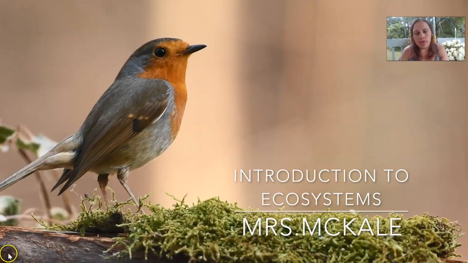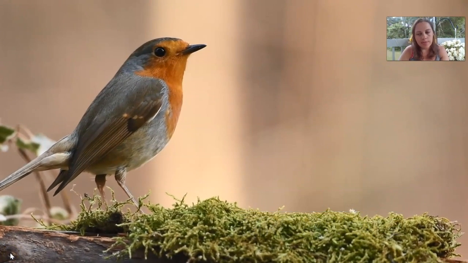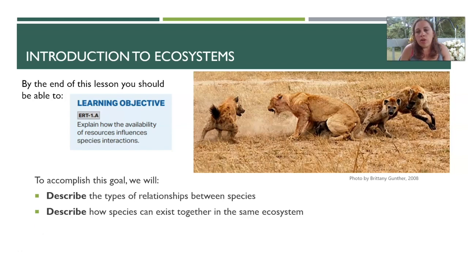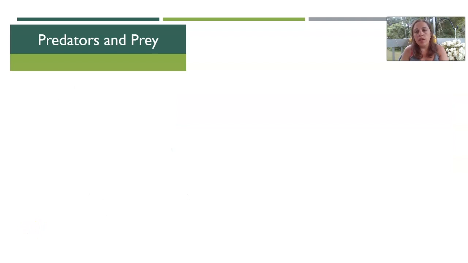1, Introduction to Ecosystems. So in talking about ecosystems, we're going to explain how the availability of resources influences species interactions. To accomplish this, we're going to describe the types of relationships between species and also describe how species can exist together in the same ecosystem. Let's start by talking about predators and prey.